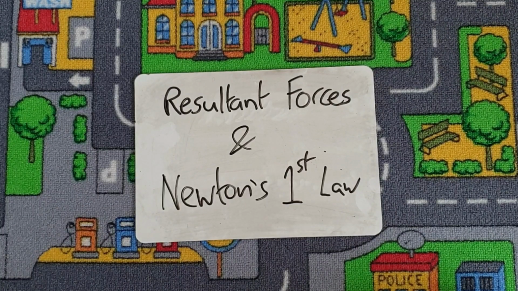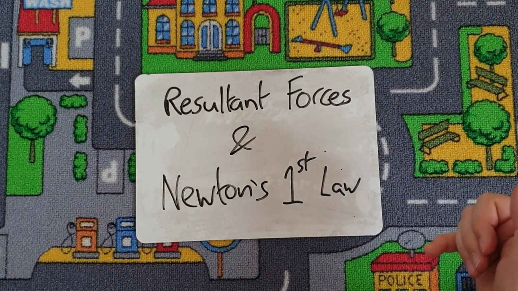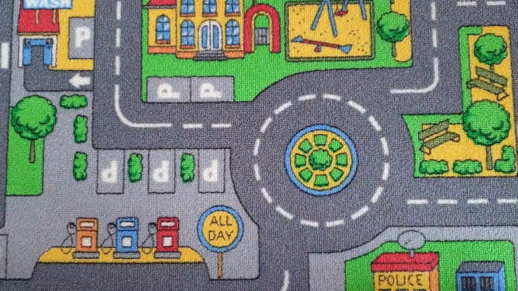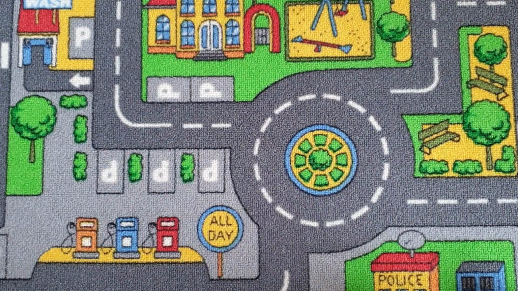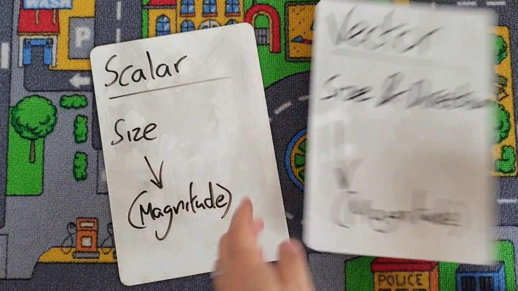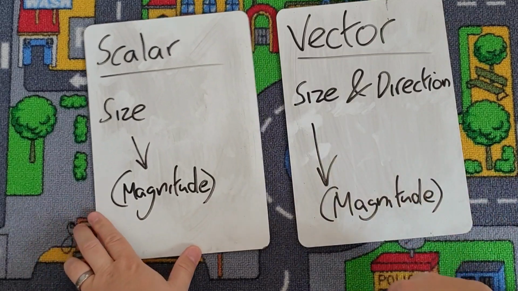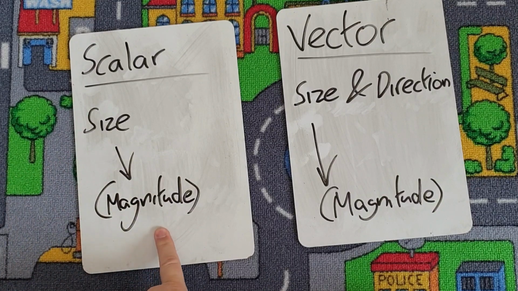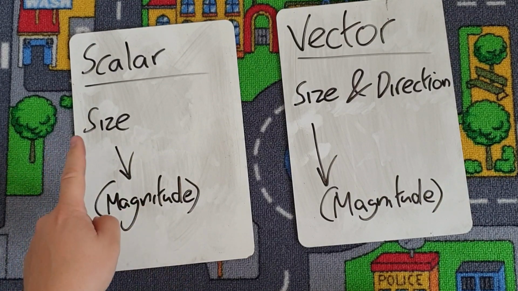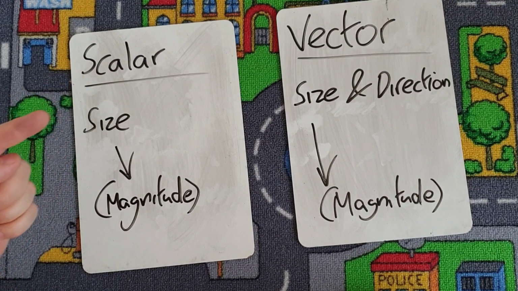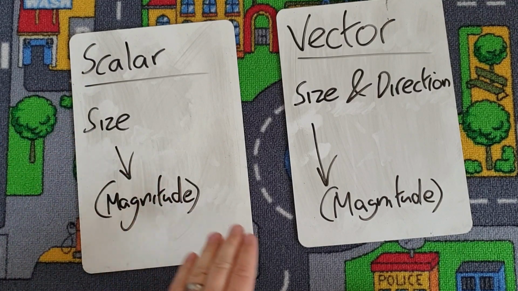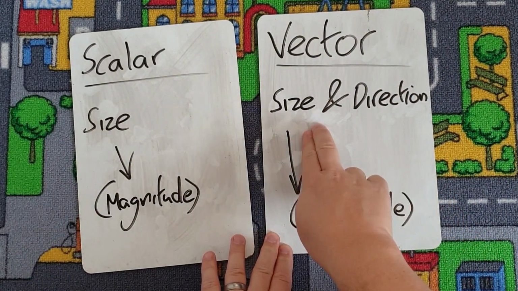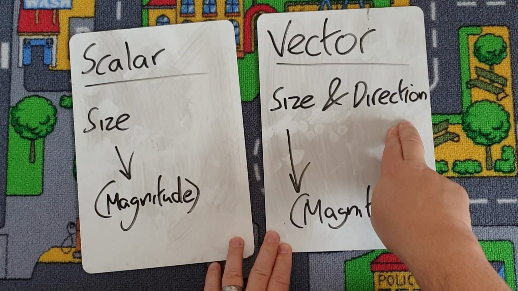Okay, so today we're going to do resultant forces and Newton's first law. But before we can talk about those, we need to do a quick recap on the difference between scalar and vector. Something that is a scalar quantity has a size. You could say it's got a magnitude. Magnitude is just a fancy way of saying size. So if something is scalar, it has a size or a magnitude. They mean the same thing. If something's a vector, it's got a size and a direction.